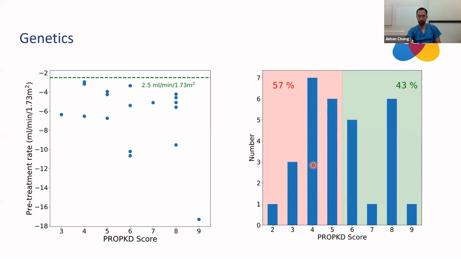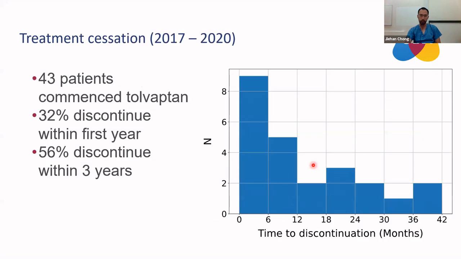I think what this may reflect is some subjectivity in patients recalling when their symptoms first started, which is one of the components of the PROPKD score. And from a practical perspective, I think it suggests that some caution needs to be exercised if you're only assessing people with a PROPKD score.